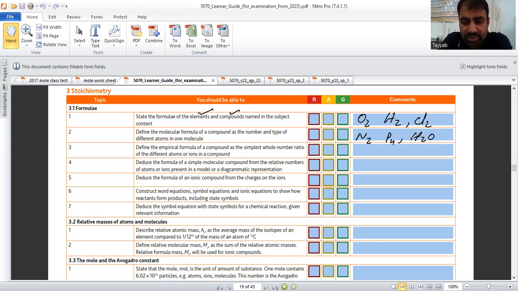In simple words, we can say the formula is the symbolic representation of a compound instead of writing the whole name. And define the molecular formula of a compound as the number and type of different atoms in one molecule. Okay, what is this? Actually, the molecular formula is the formula which shows the exact number of atoms in a molecule.